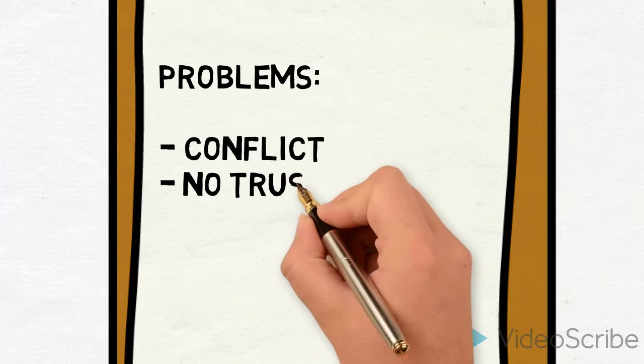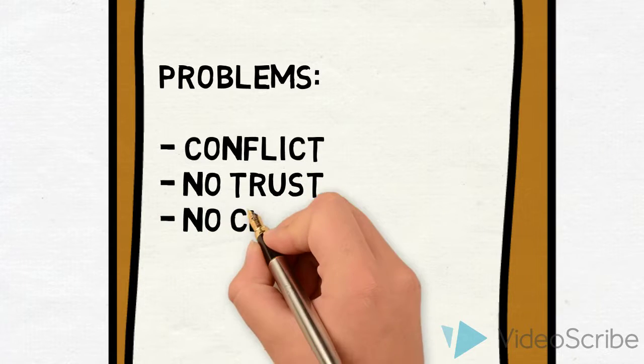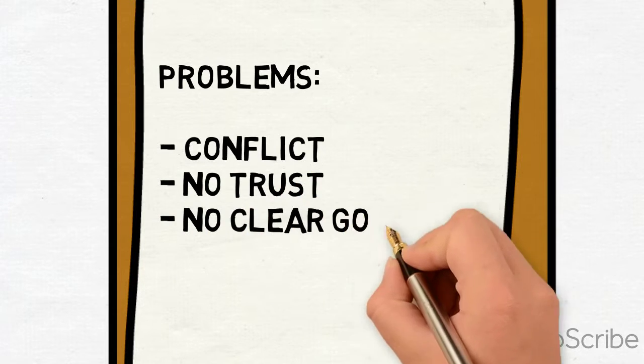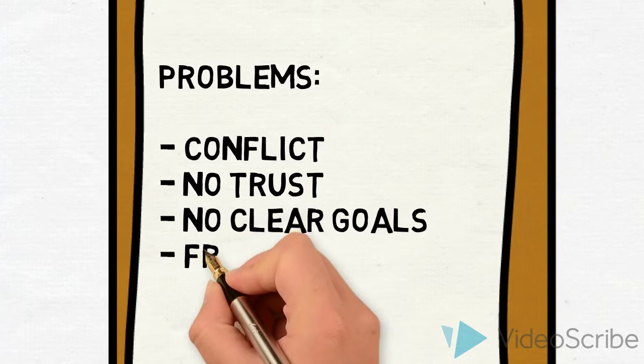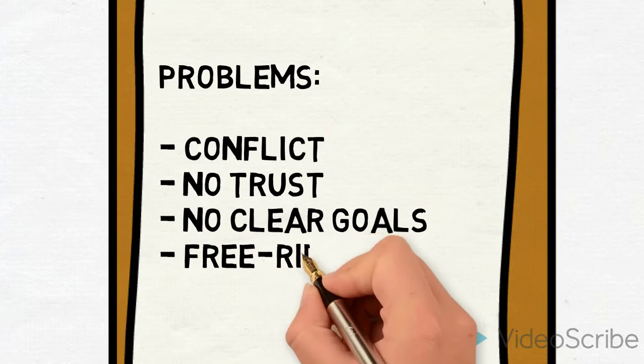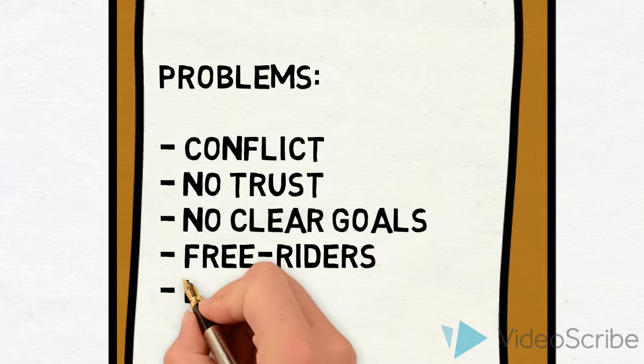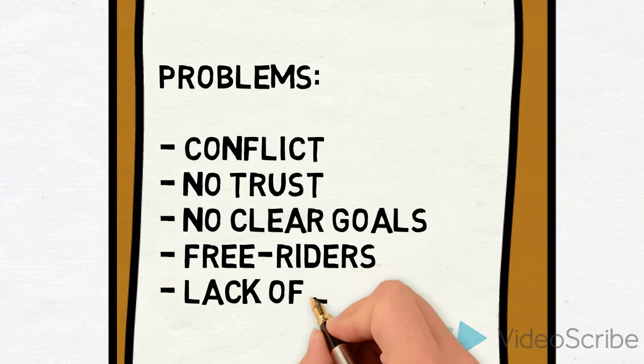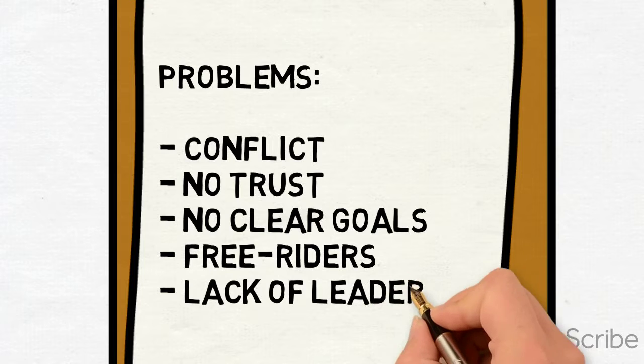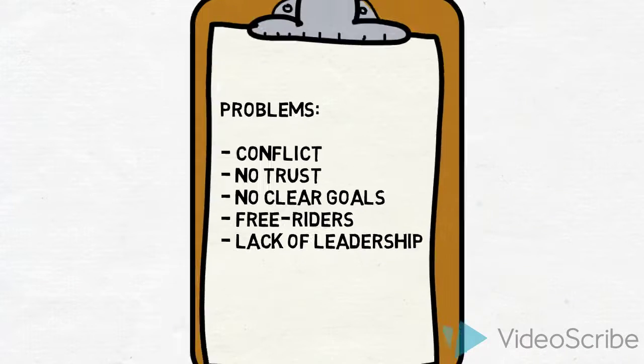One of the reasons is because they do not trust each other. Another reason could be a not clearly determined goal. Some members also complain that there are some free riders in the group. This of course reduces the motivation of other people in the group. Sometimes, the team members are talking about a lack of leadership.